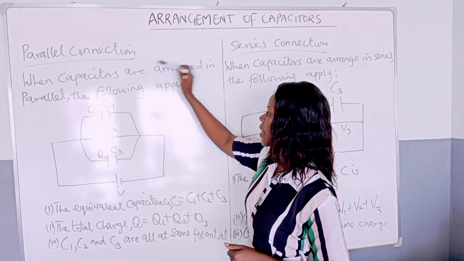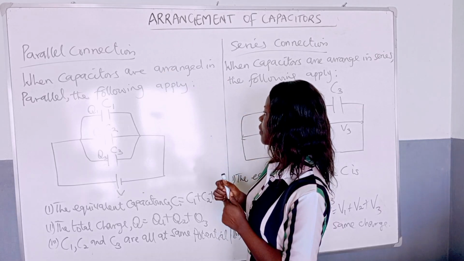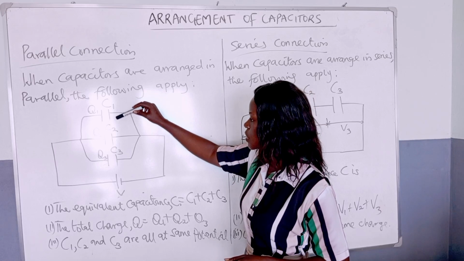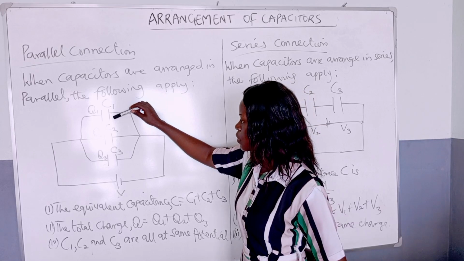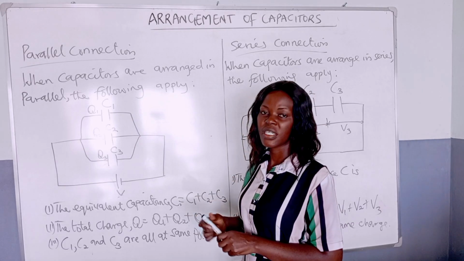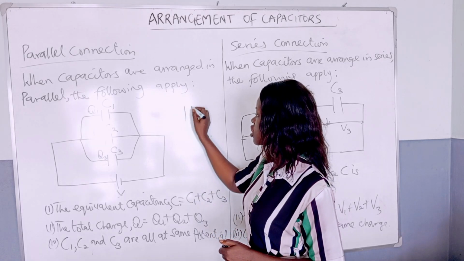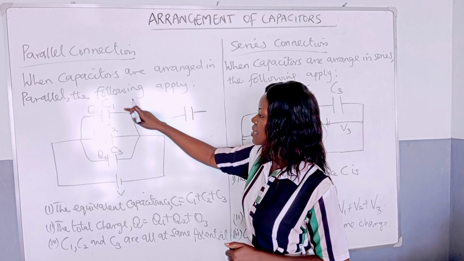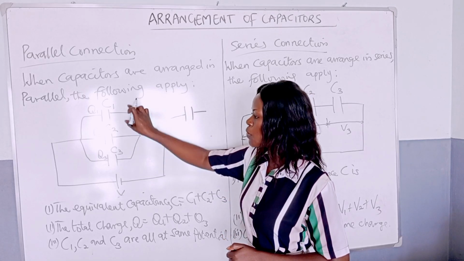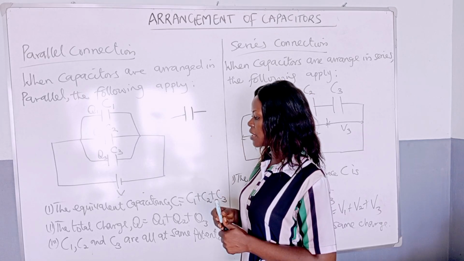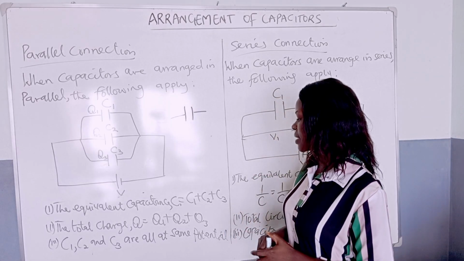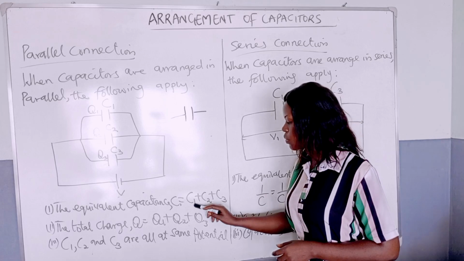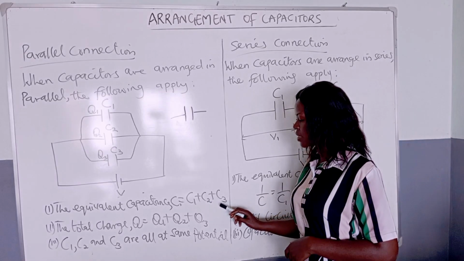Parallel connection. When capacitors are arranged in parallel, the following applies. Now, this is what? C1, C2, C3. I told you that this is the shape of the capacitor. Then this C1, C2, and C3, when they are connected in parallel, what is the equivalent capacitance? Equivalent capacitance, which is C, is equal to C1 plus C2 plus C3.